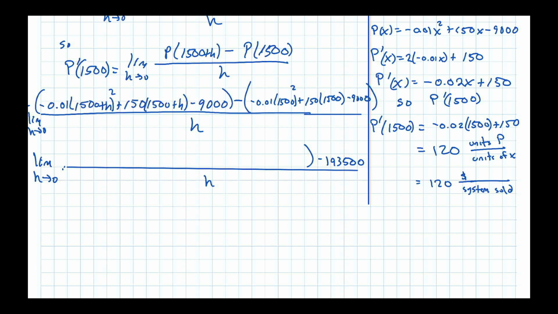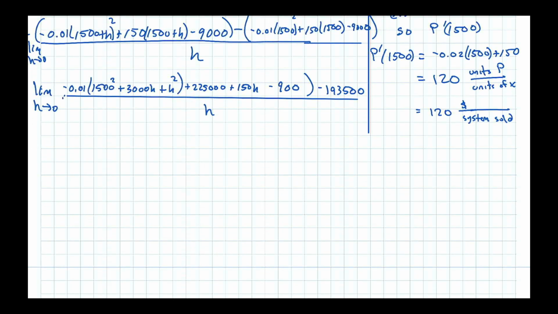Okay, so 193,500. Now all of this needs to be worked out. You have negative 0.01 times 1500 plus h. You have to multiply this out. It'll come out 1500 squared plus 3000h plus h squared. Then multiply this out, 150 times 1500. I'm just going to do that calculation. 225,000, so plus 225,000 plus 150H, right? Distribute the 150, and then minus 9,000. Now what we have to do is multiply this negative 0.01 through here.